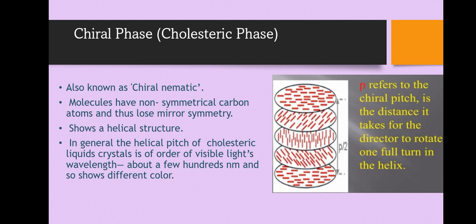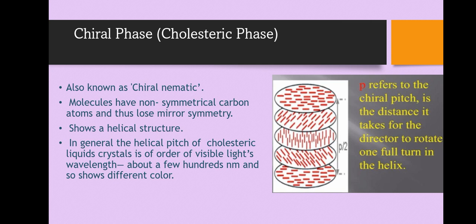Non-Newtonian means they have variable velocities. The cholesteric phase is a modification of nematic liquid crystal, because many compounds of this are derivatives of cholesterol. It is used in chiral photonics and in LCDs. This phase shows a helical structure, and these molecules have non-symmetrical carbon atoms and thus lose mirror symmetry. In general, the helical pitch of cholesteric liquid crystals is of the order of visible light's wavelength, about a few hundred nanometers, and they show different colors.